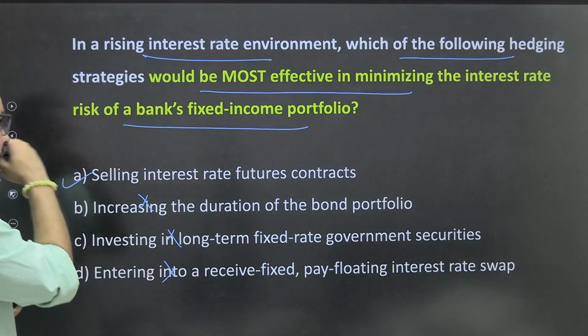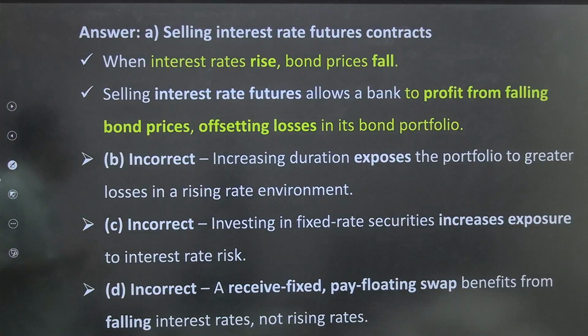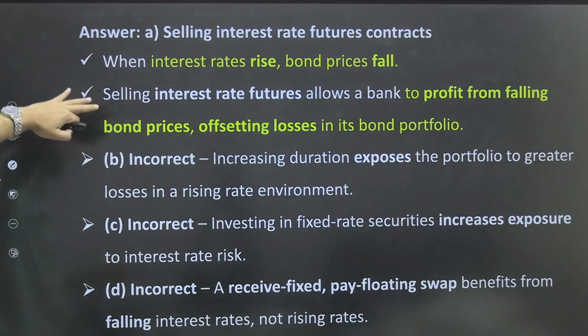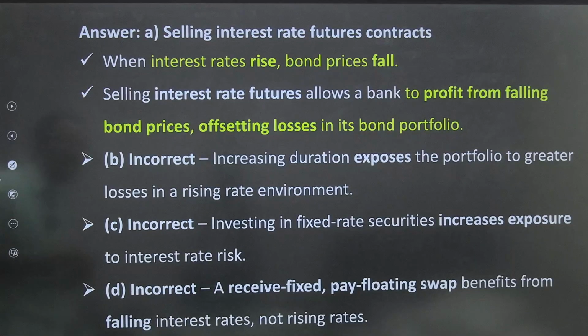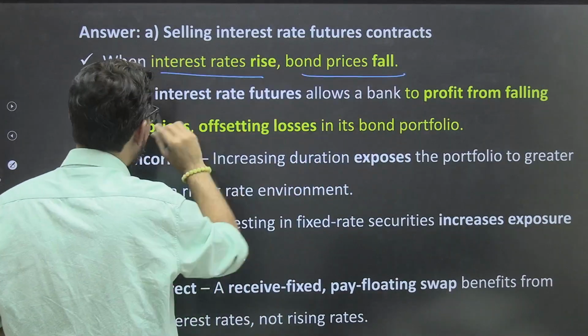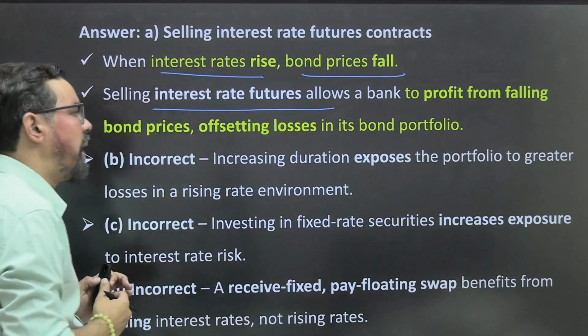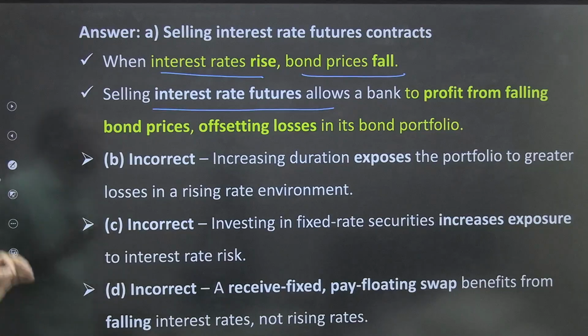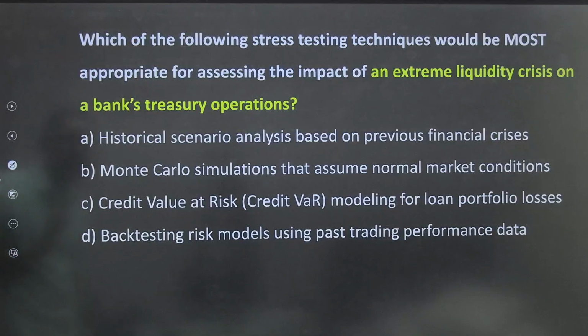Option A should be the right answer for this one because they are inversely related. So if rates are rising, that can help in this particular situation. Okay? So when interest rates rise, bond prices will fall. Yes, selling interest rate futures allows a bank to profit from falling bond prices, offsetting losses in the bond portfolio also. Okay, next one.